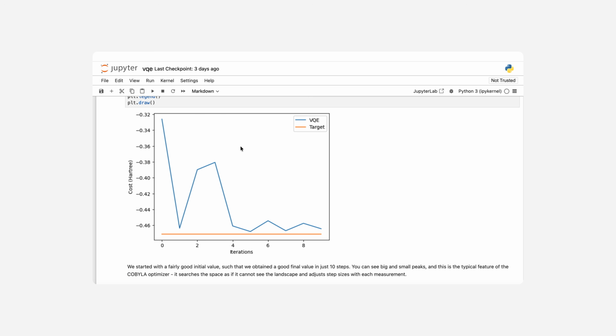Finally, in the post-processing step, we can visualize the convergence of the optimizer across iterations, watching it settle toward the minimum energy. That was just the warm-up. Now let's apply the same method to the hydrogen molecule.